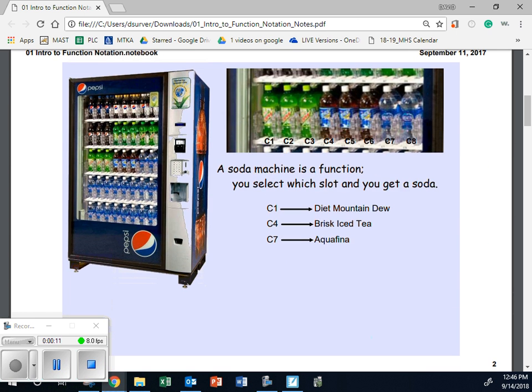If you put in $2 in a pop machine, do you always get the same kind of pop? No. Is a pop machine a function? All right, I want you to think this through for a second.